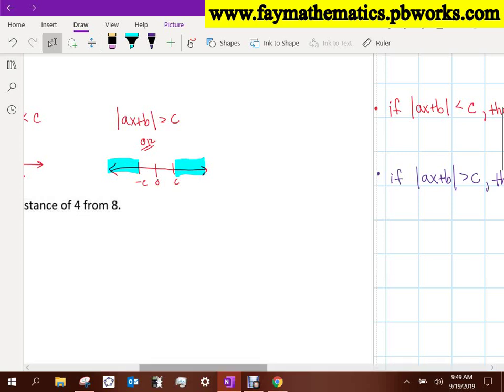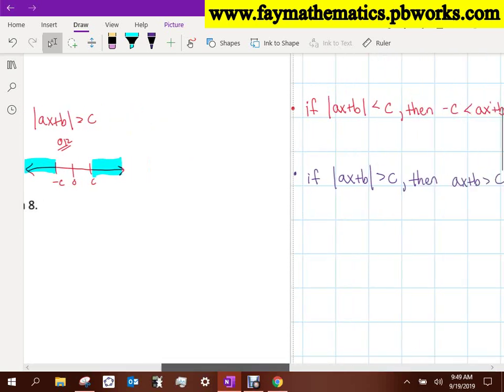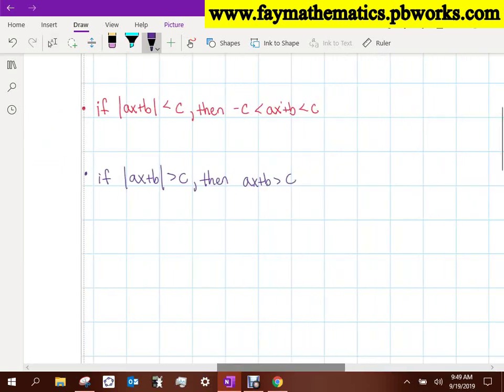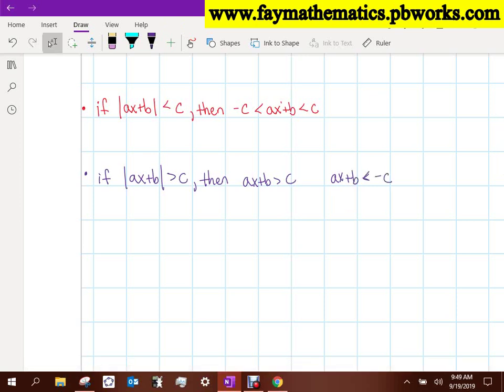So to get that set of solutions, I need to take my AX plus B and say that I'm interested in finding values that are left of negative C or smaller than negative C. And I'm going to attach those or stick those together with the word or. Okay? Now, when I do this, think about this. That top one looks like a completely different structure than the bottom one, doesn't it?